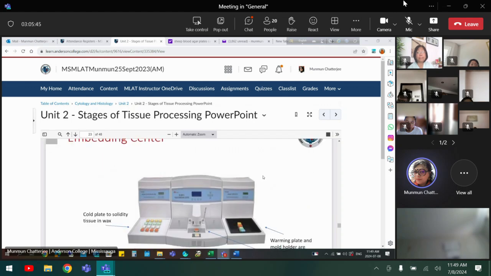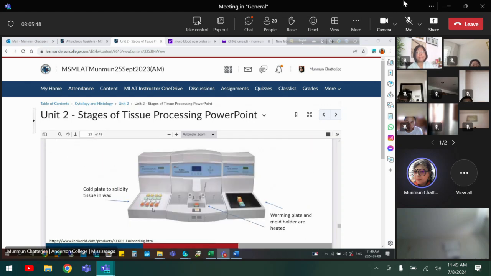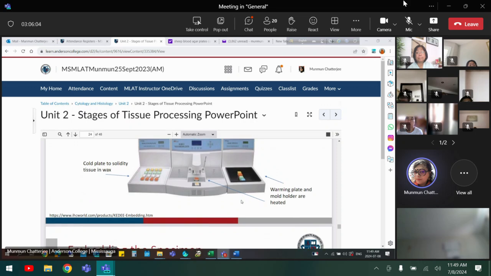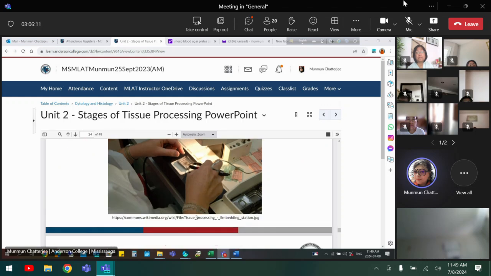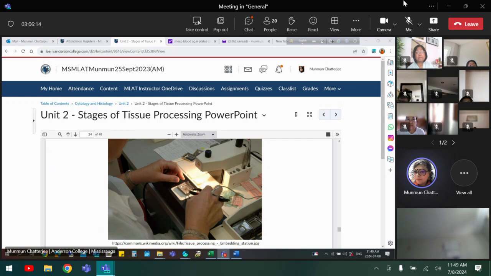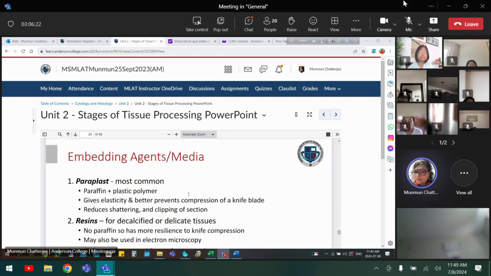So the embedding center has a hot place to solidify the tissue wax, then a warming plate, and the mold holder is heated. And this is the heated chamber. So it is the mold holder. You are going to take this and put the tissue in the mold holder, and then leave it for 1.5 hours. This is the cassette. You take the tissue, you have the cassette, you have the liquid wax on the hot plate, and then you put that tissue in and leave it for 1.5 hours.